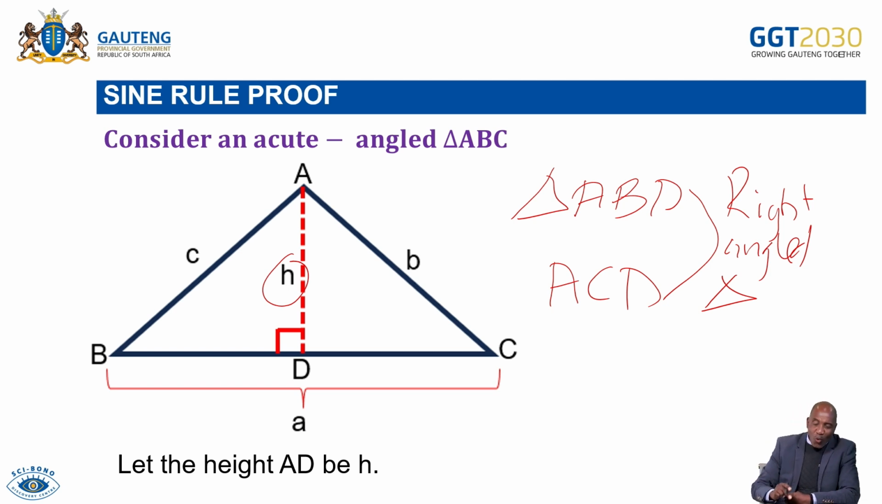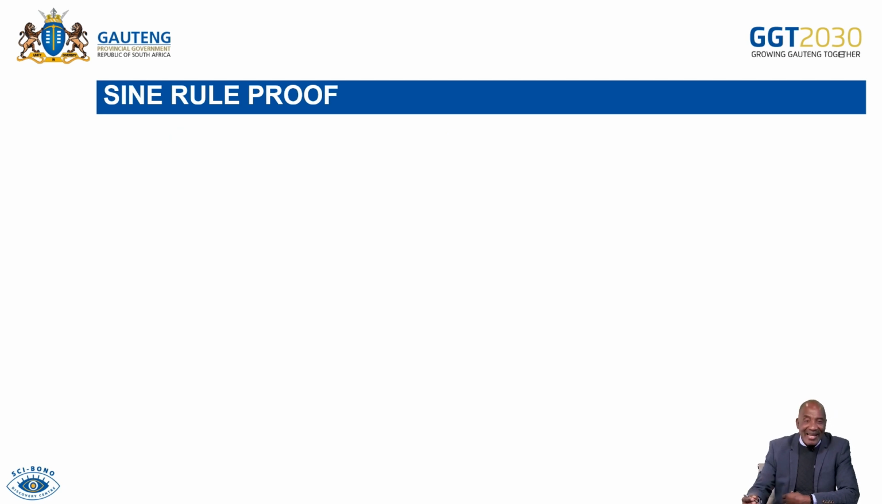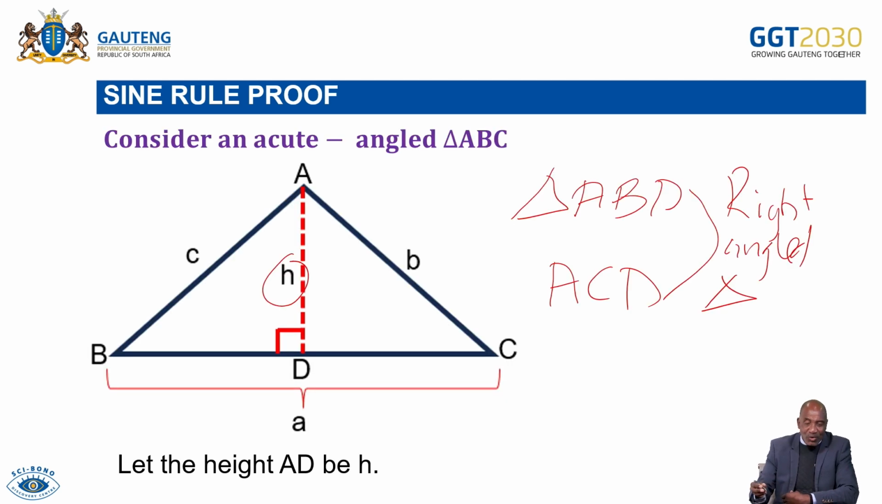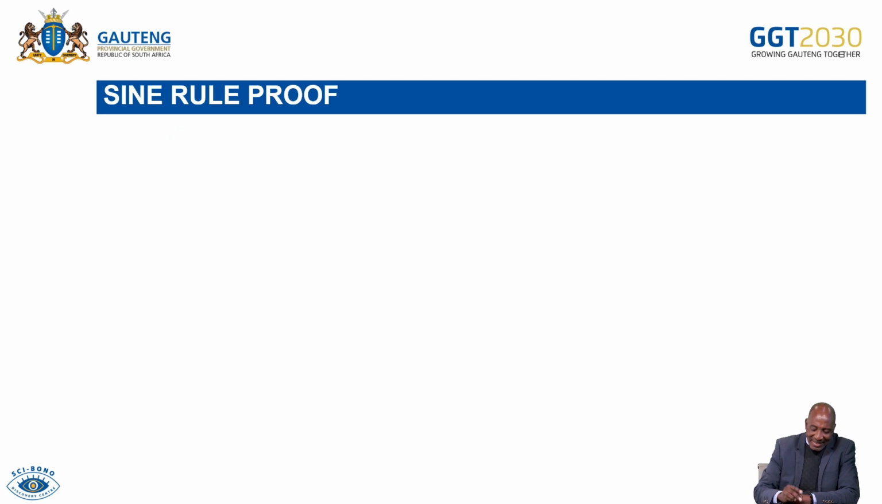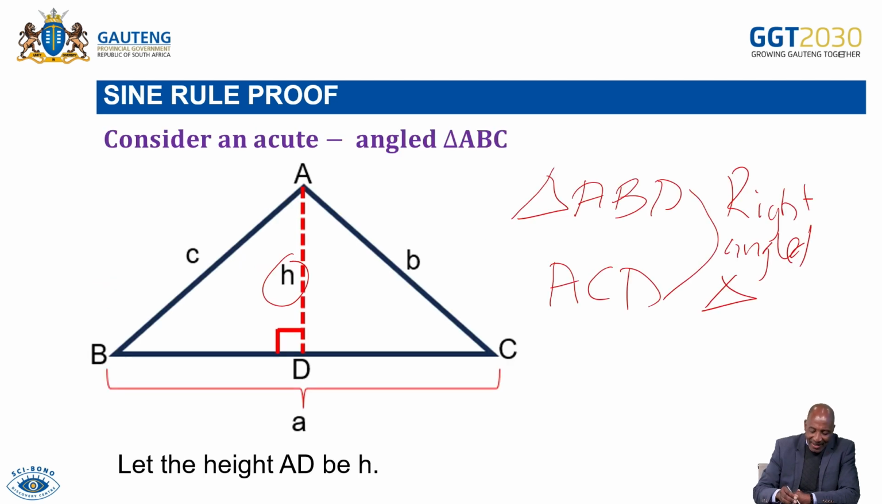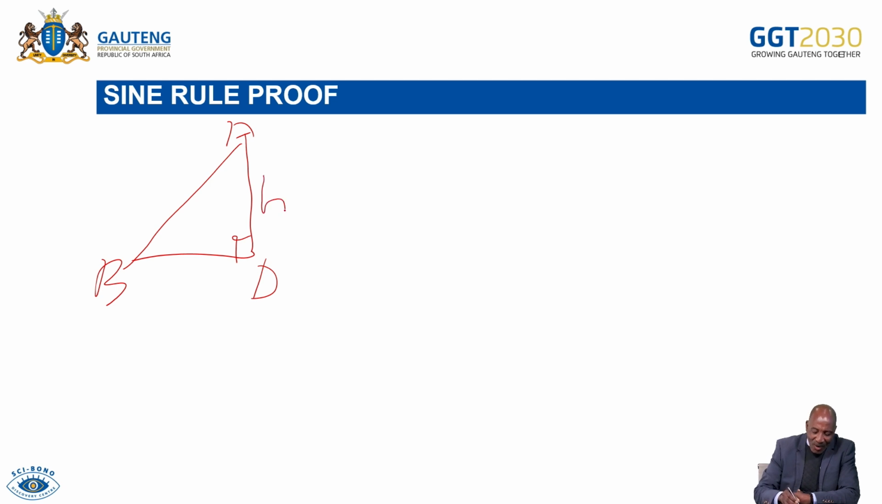Right. So we want to have a look at how this sine rule is proven. We are going to look at the first triangle, which is ABD. Let's focus on triangle ABD. I'm going to extract it out. This is my triangle A, B, and then D. We said that AD is h and AB is c. This is our height. This is our c in terms of sides. That's a right angled triangle.